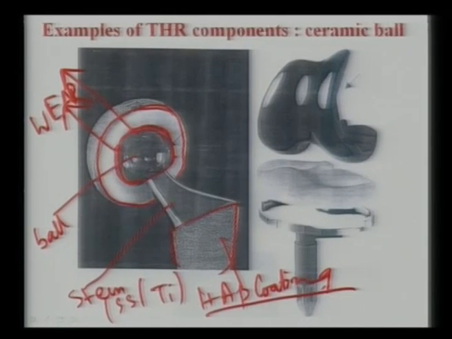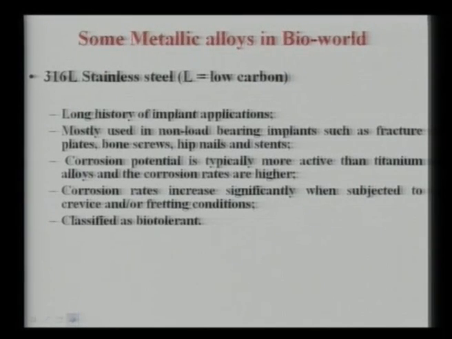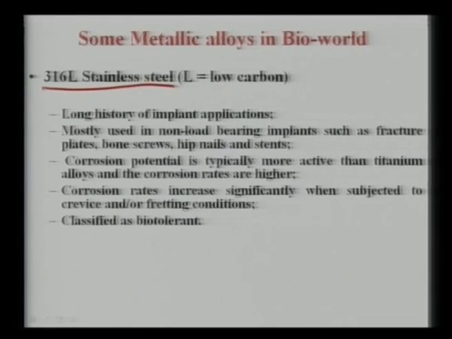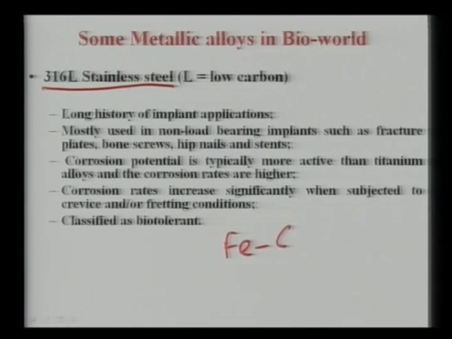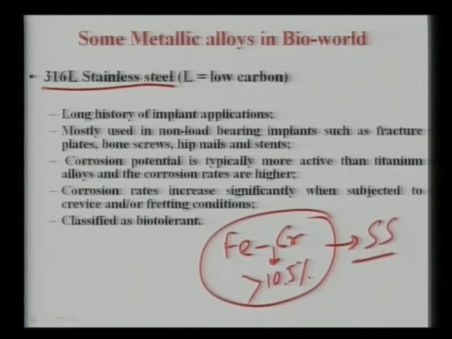which can be either made of stainless steel or titanium material. Now, some of the metallic alloys which are used in biomedical applications, for example 316L stainless steel. Now, stainless steel means it is essentially an alloy of iron and chromium, and here the chromium content is typically more than 10.5%. So, any alloy which is iron chromium and whose chromium content is 10.5% or more, you can call it a stainless steel. That is the standard definition of stainless steel. Now, depending on the different alloying elements which are further added to the stainless steel, you can have an austenitic grade stainless steel, which is essentially what 316 stands for.